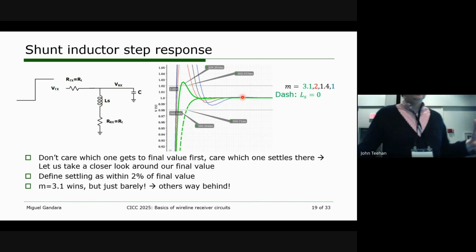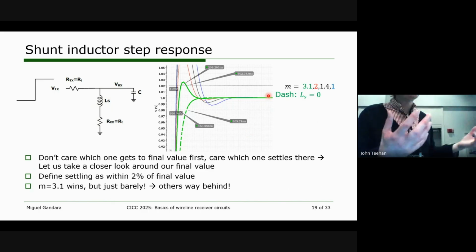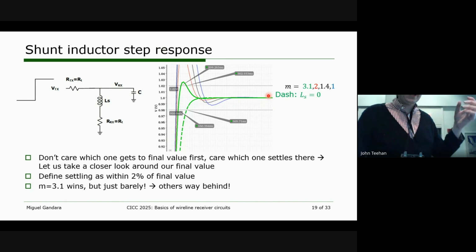So what does settling mean, right? Settling means that we have to define some amount of error that we find acceptable. This will be set by the application that you're designing for, and so it will change a lot depending upon the system. But in this case, I just arbitrarily chose a value of 2% for my threshold.